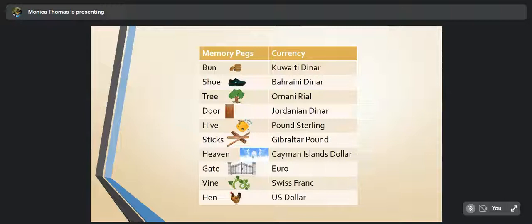Three is what? Tree. Omani rial. Now, what can be Omani? Comma. Comma reminds me of Oma, and comma ni can be Omani. Any weird correlation. Okay, it's rhyming. Comma is rhyming with Oma.